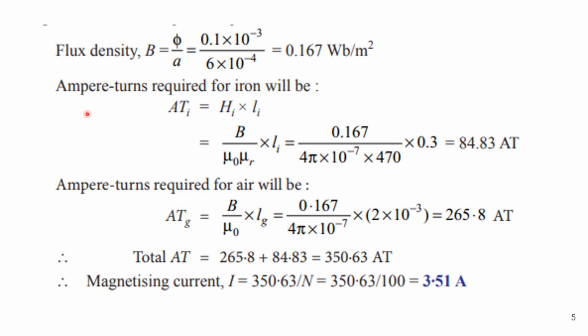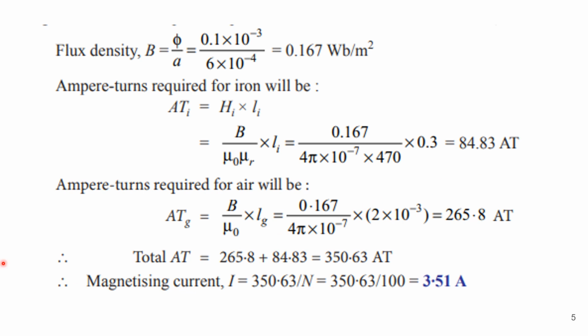First I have taken the iron path. I am working out the ampere turns required for that path, which is equal to field strength Hi into Li. Hi formula is B divided by mu naught mu r, into Li. Li for the iron path is 30 cm, so I converted that into meter, 0.3. I have substituted the value of B as 0.167, divided by mu naught value 4 pi into 10 power minus 7. Mu r given in the question as 470 for the iron path. I have substituted, so the ampere turns required for the iron path is 84.83 ampere turns.